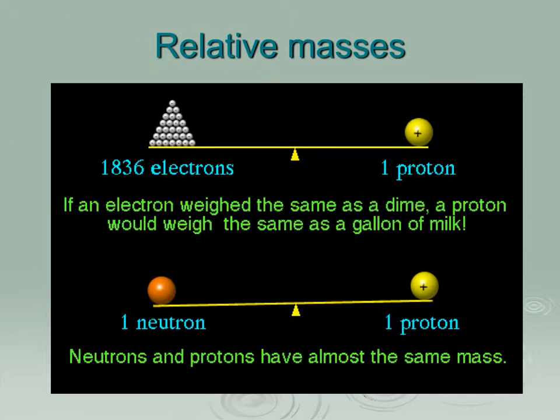So this slide again is just reinforcing that the electron is much, much smaller than the proton. So it takes about the mass of 1,836 electrons to equal the mass of one proton. So again, electrons are much smaller than the proton. And then your neutron and proton, we say, are about the same mass.